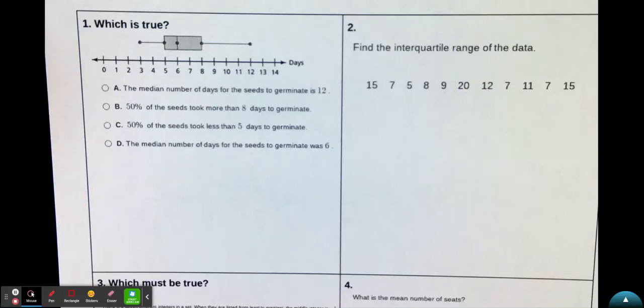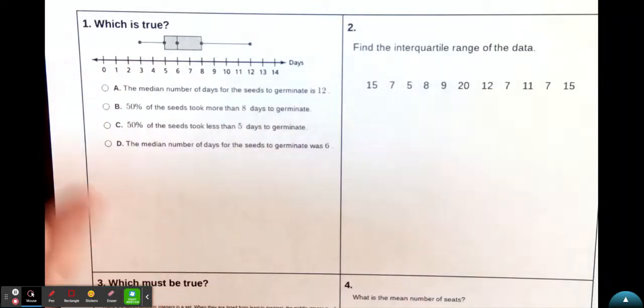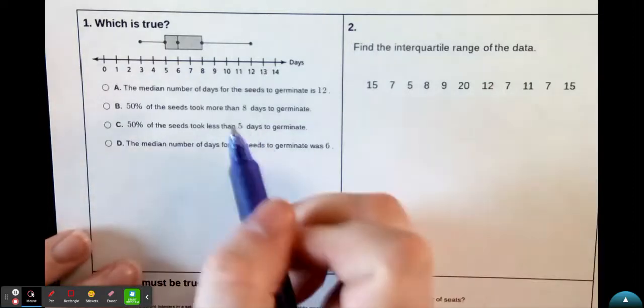All right, number 1 says which is true. So we have this kind of graph. Anyone remember what this is called? Box and whisker plot, okay? And it is separated into quartiles. So basically between the dots is a quarter of the information. So we want to know which one is true.